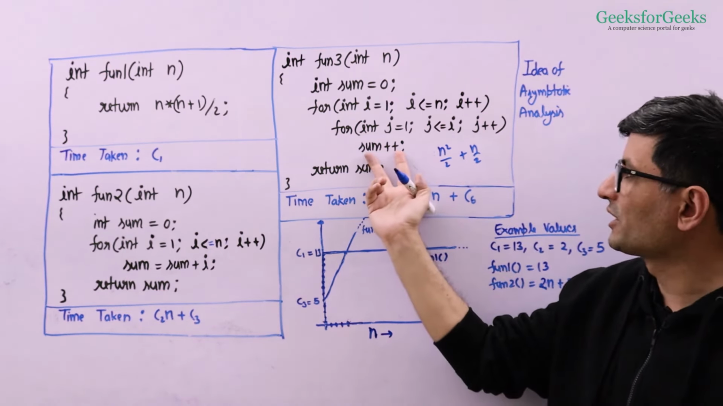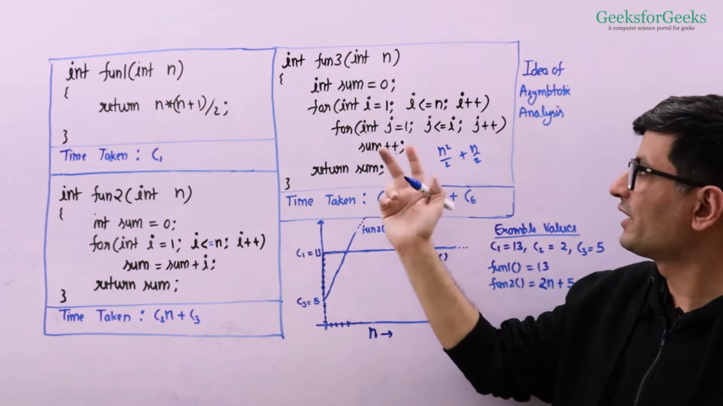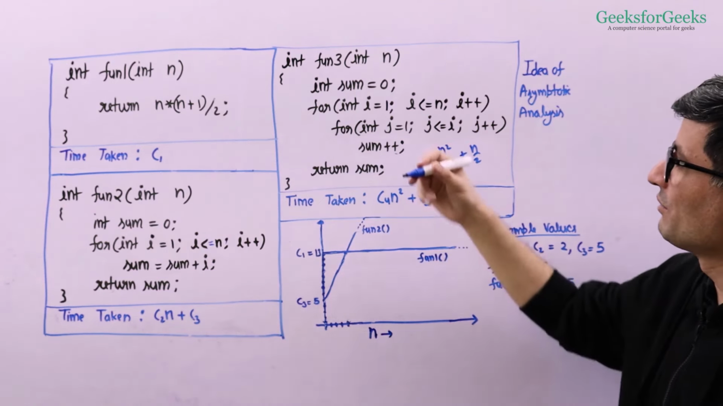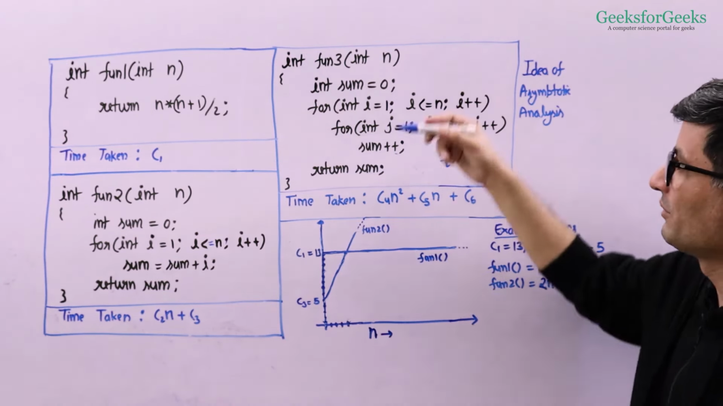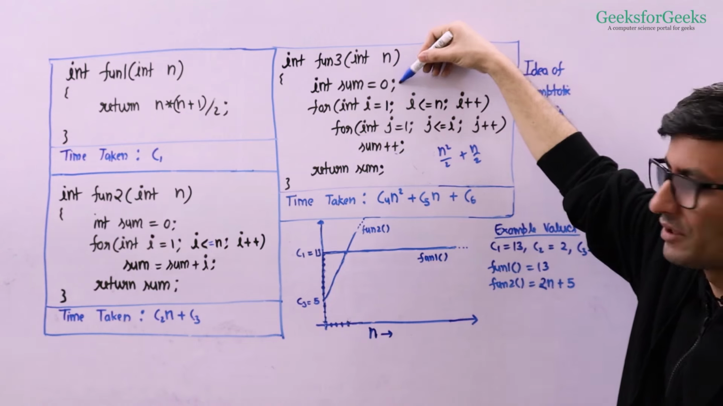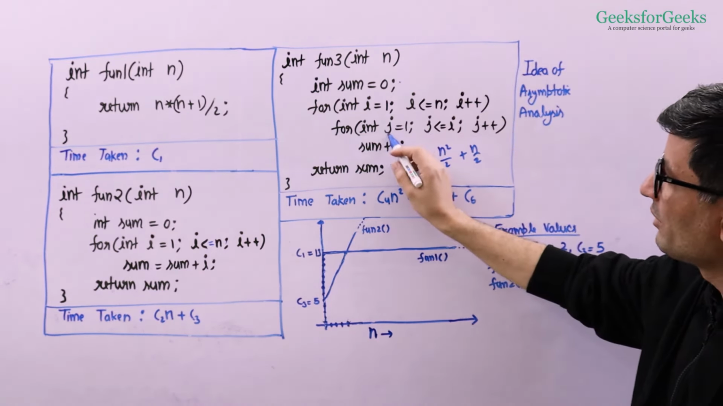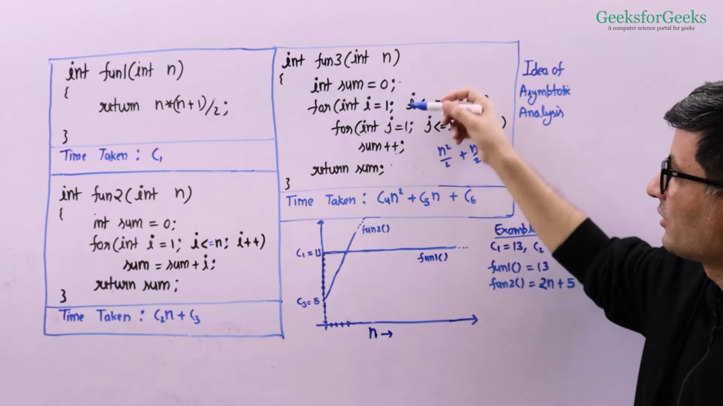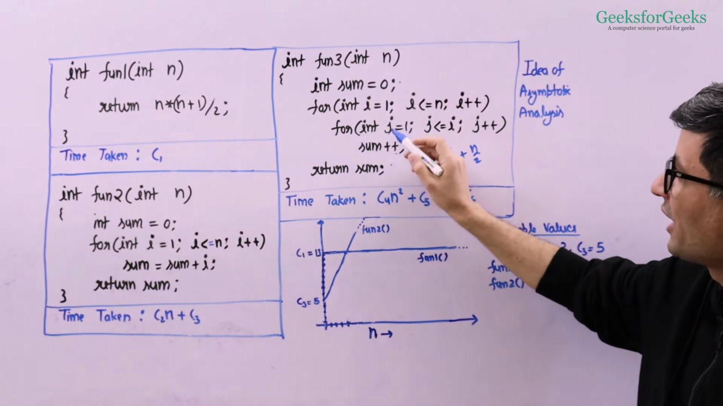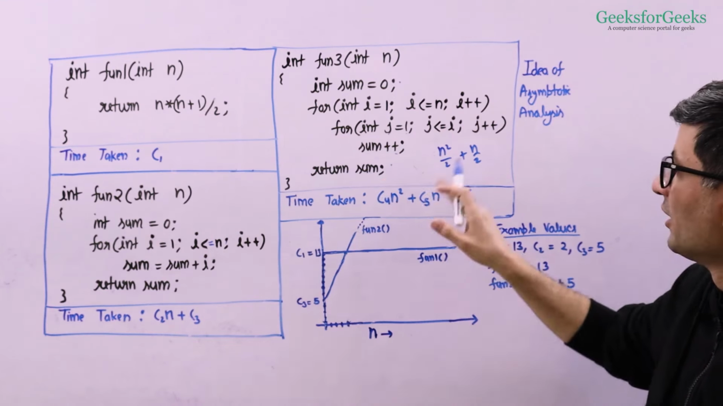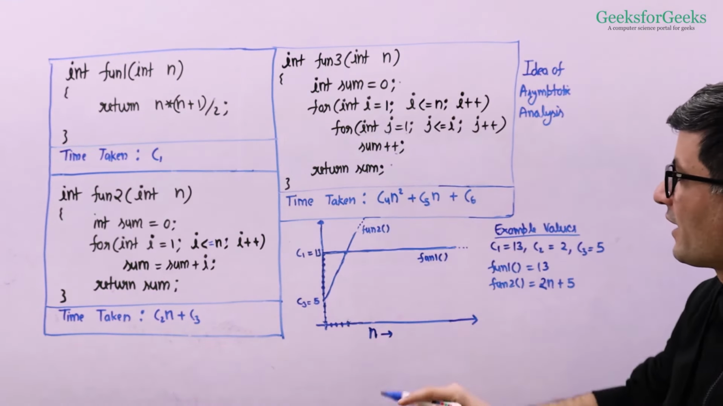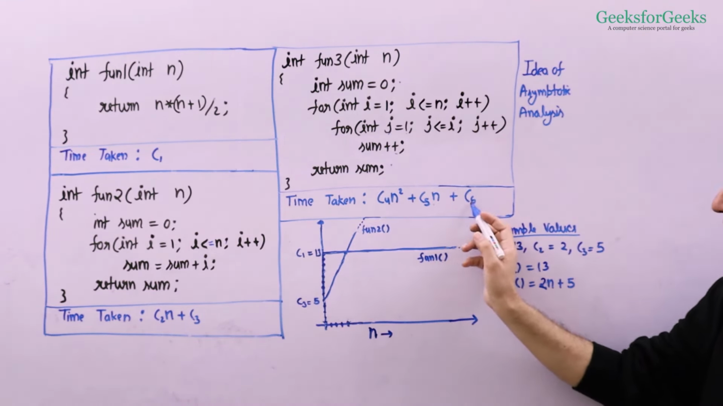So those many times this expression is being evaluated, and then there are some other expressions which are being evaluated a different number of times. For example, this is being evaluated once. So this is also being evaluated once. This is being evaluated n times, right? Because this j equal to 1 initialization happens for every value of i. So overall, I can write it as C4n square plus C5n plus C6.